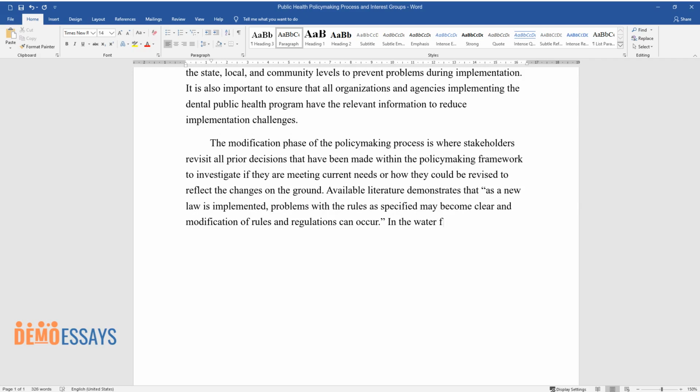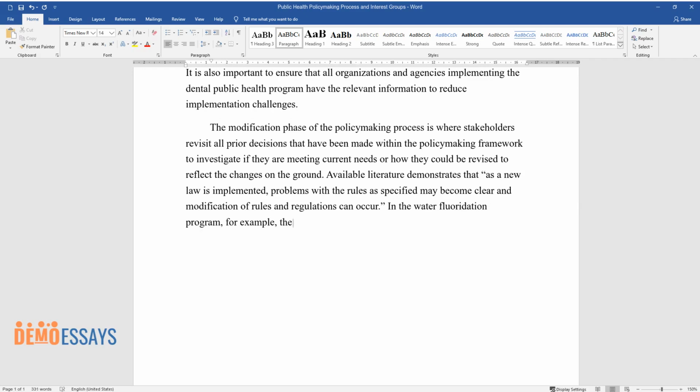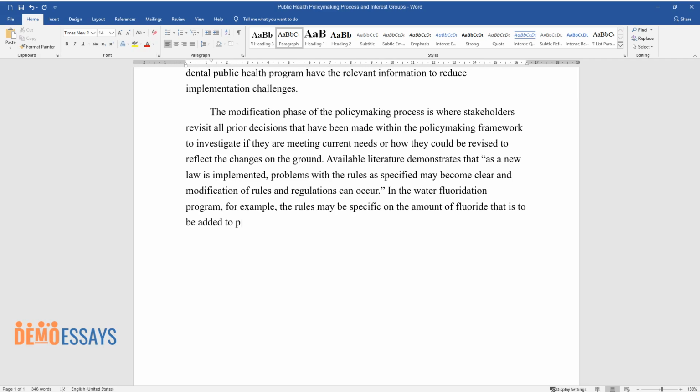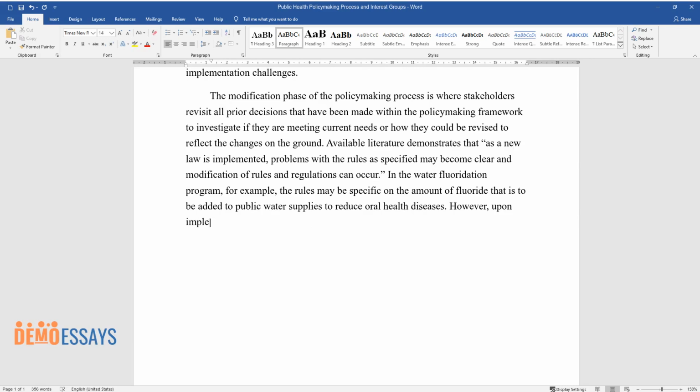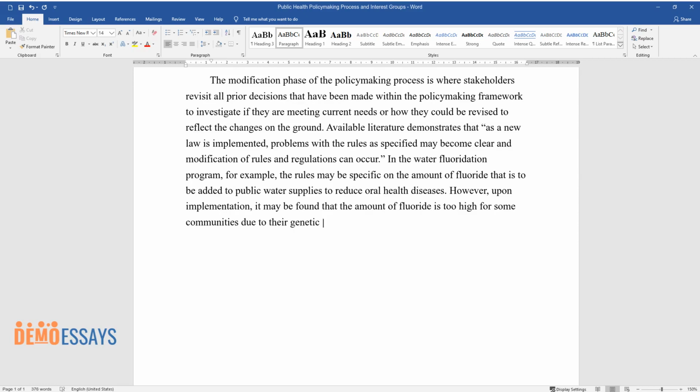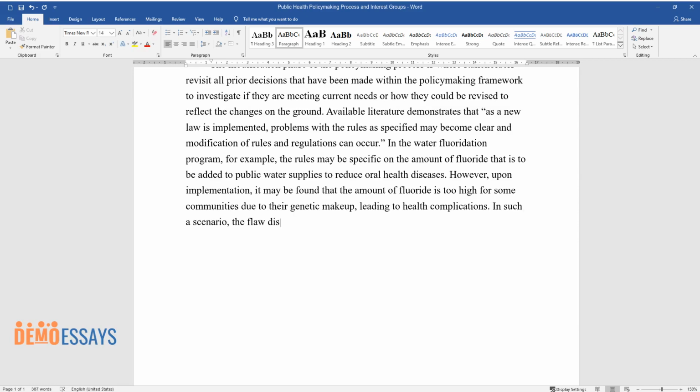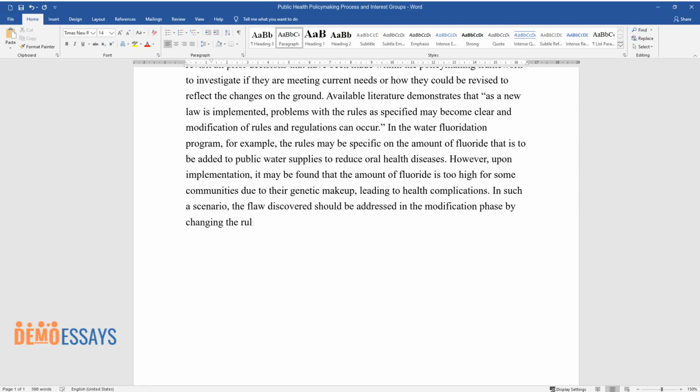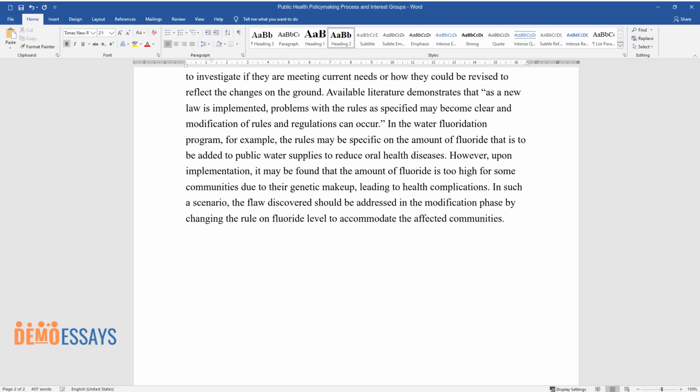In the water fluoridation program, for example, the rules may be specific on the amount of fluoride that is to be added to public water supplies to reduce oral health diseases. However, upon implementation, it may be found that the amount of fluoride is too high for some communities due to their genetic makeup, leading to health complications. In such a scenario, the flaw discovered should be addressed in the modification phase by changing the rule on fluoride level to accommodate the affected communities.